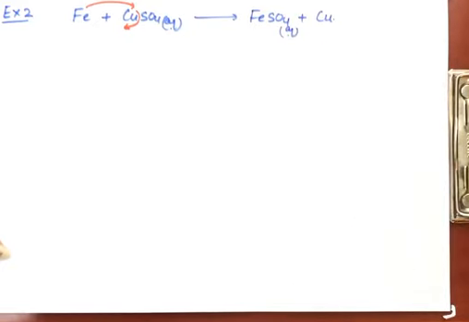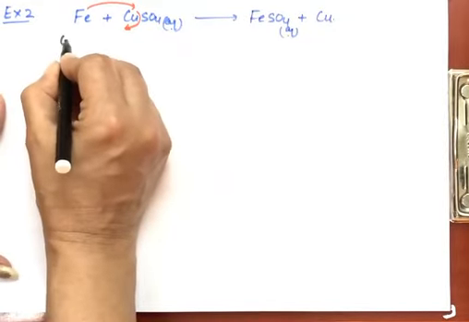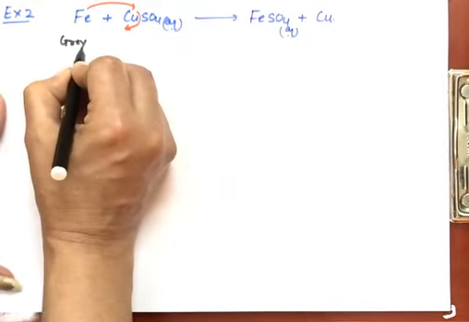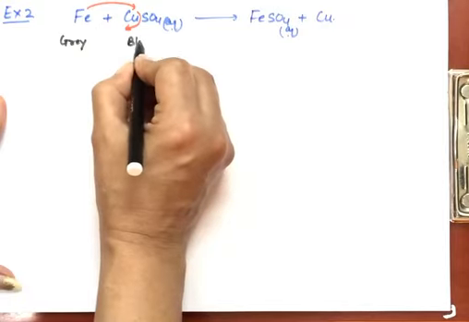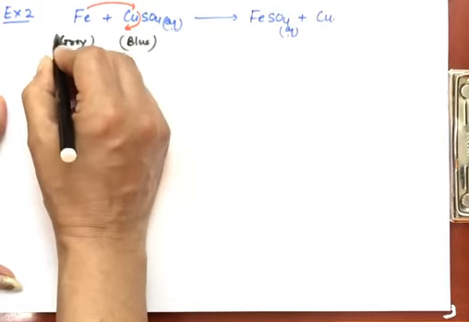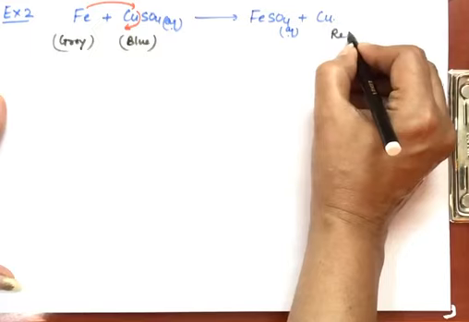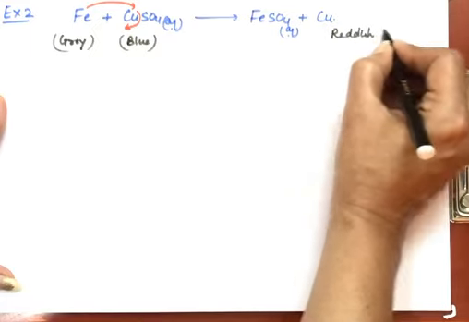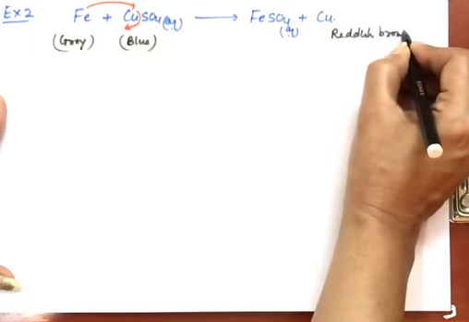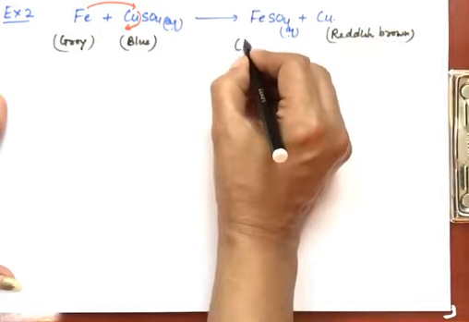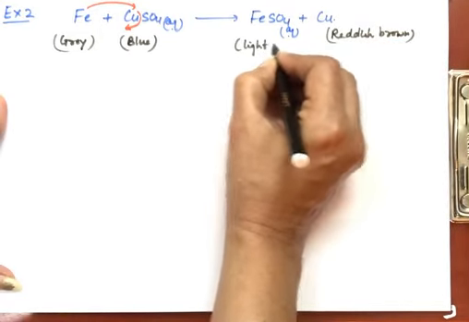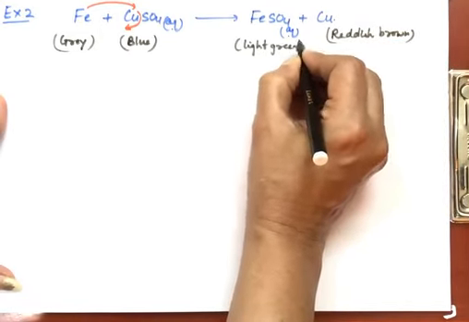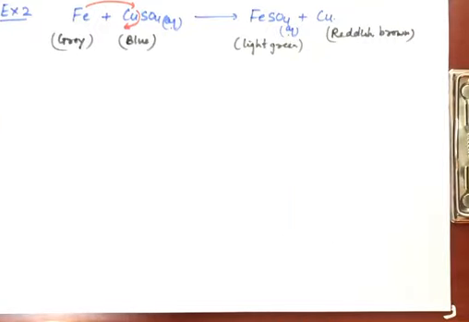Now, the change in the colors here: Fe is a grayish black color metal. Copper sulfate solution we know is blue in color. Copper metal we know is reddish brown in color. And ferrous sulfate has a very light green color. A light green color solution will form. From blue it will start changing to which color? It will change to a light green color.